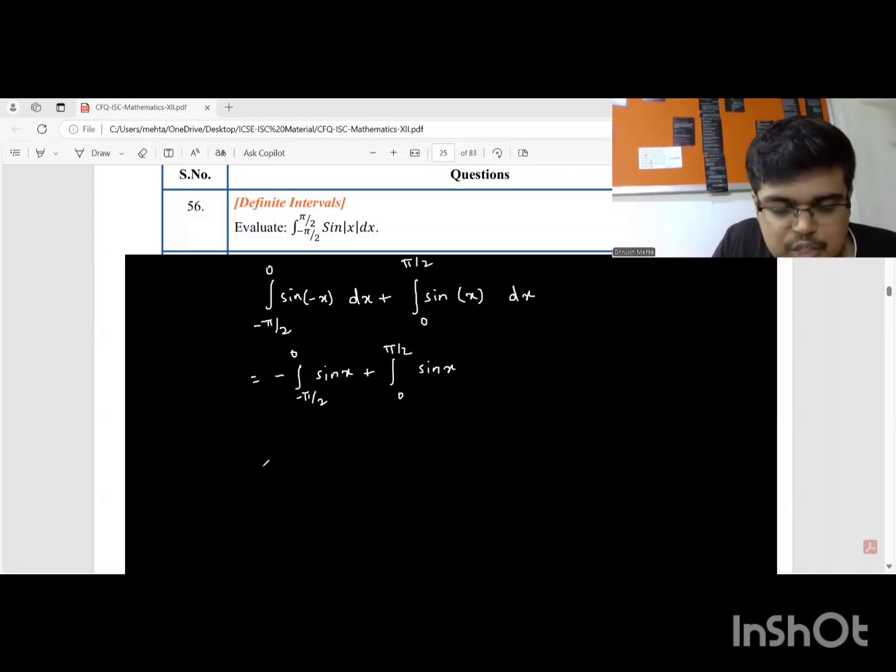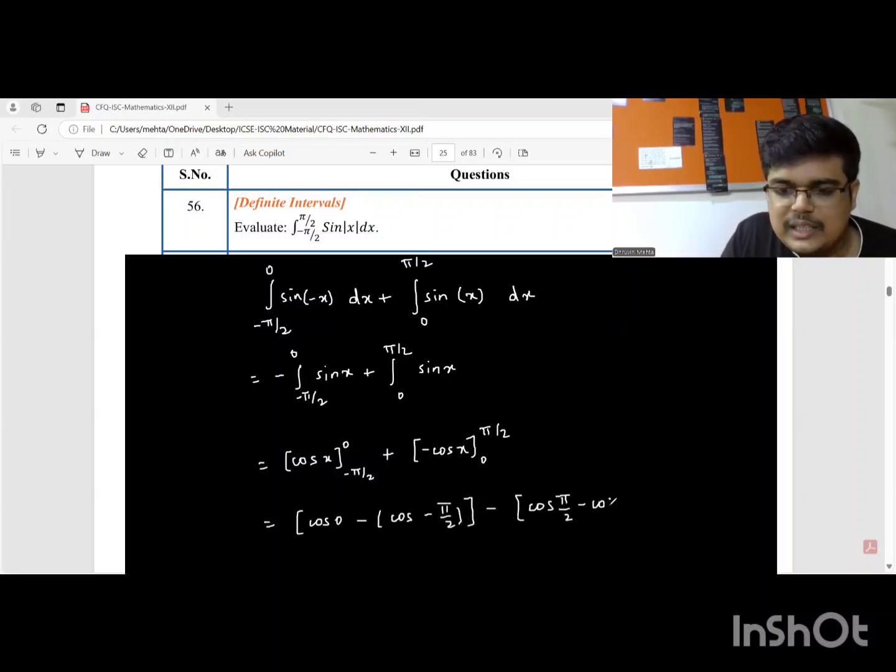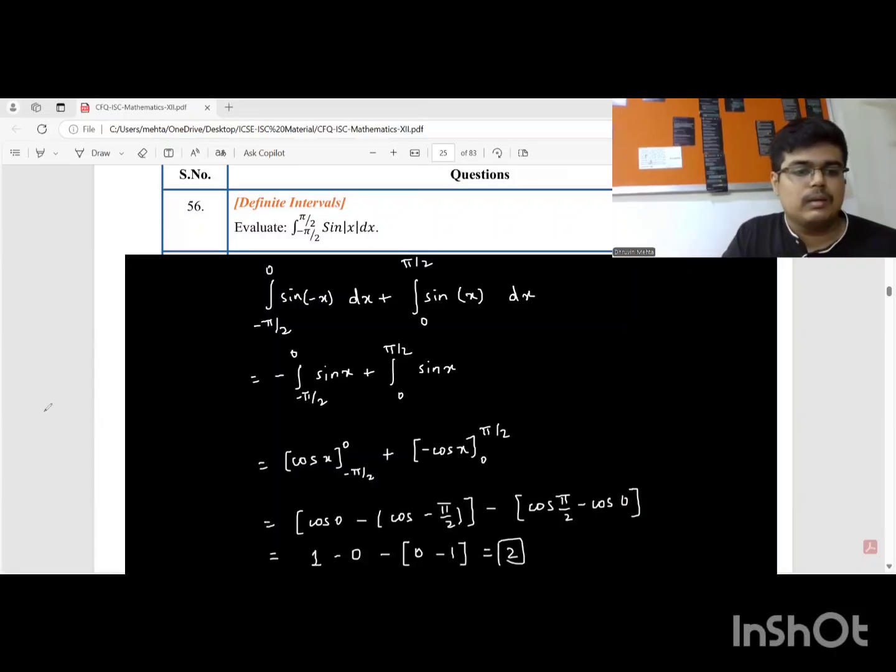Solving this is easy, students. Integration of sin x is minus cos x. So this becomes plus cos x from minus pi by 2 to 0. And this is minus cos x from 0 to pi by 2. You do upper limit minus lower limit, students. This is cos 0 minus cos of minus pi by 2. Minus, I'll keep it outside. This is cos pi by 2 minus cos 0. The working is easy. If you don't know these values, you can use your calculator. Cos 0 is 1. Cos minus pi by 2 is 0. Cos pi by 2 is 0. And this is 1. So the final answer is 2.